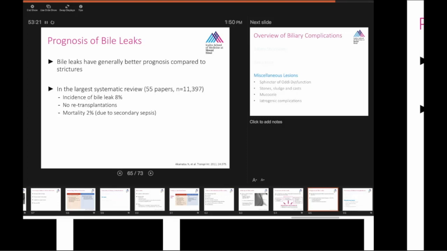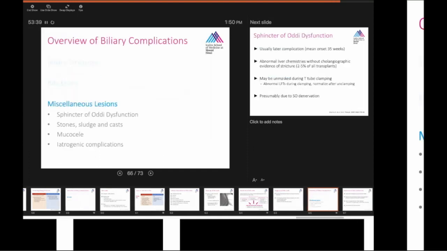Generally, bile leaks have better prognoses compared to strictures. This is the largest systematic review of bile leaks. There were no retransplantations, and the mortality is only 2%, and this was due to sepsis. And then lastly, these are just miscellaneous lesions.